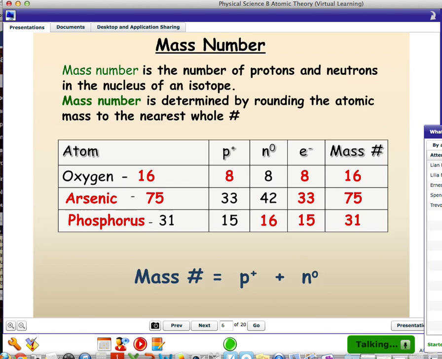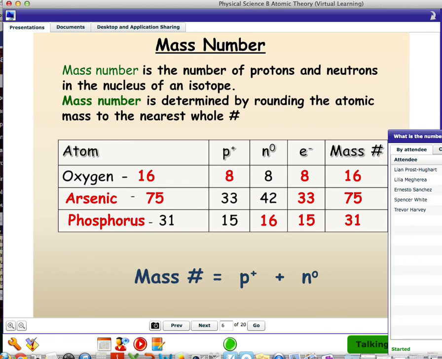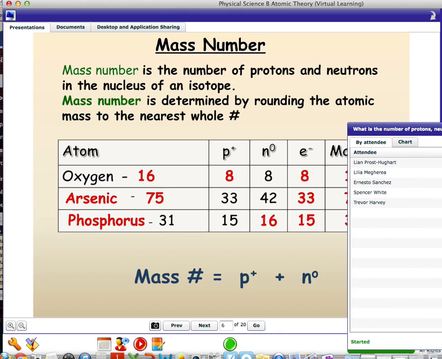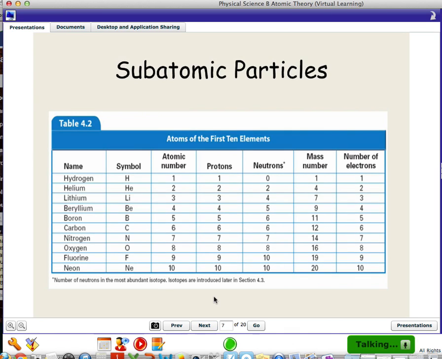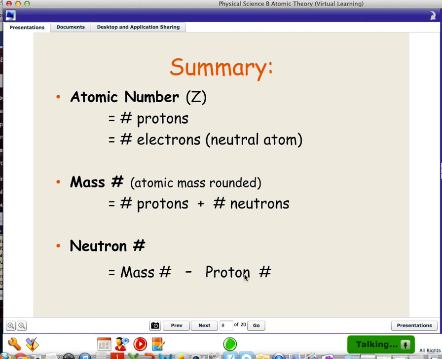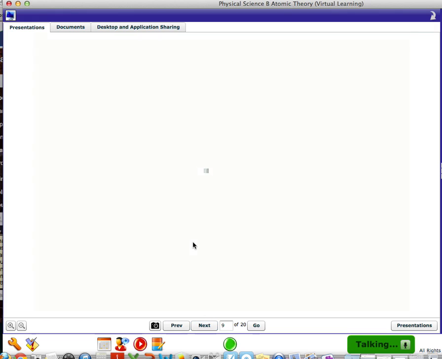Nice job. Yes, it is 6 protons, 6 electrons, and 8 neutrons. Perfect. So you guys got this. Okay, so to summarize, the number of protons and number of electrons is the atomic number. The mass number is the protons plus the neutrons. To figure out the neutrons, you take the mass number and subtract the number of protons.